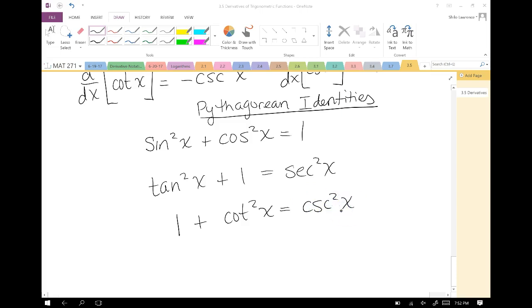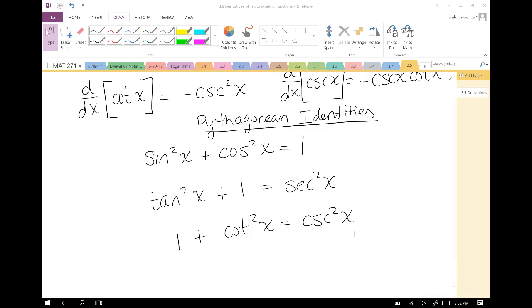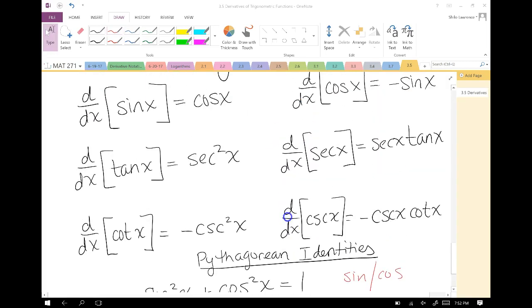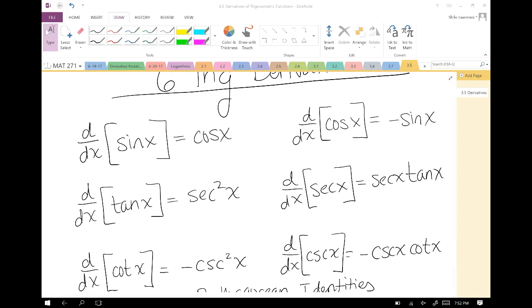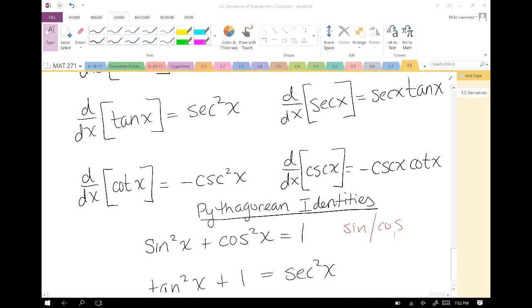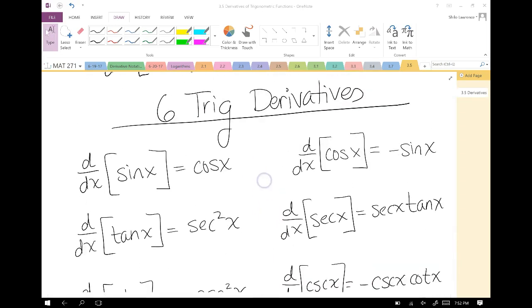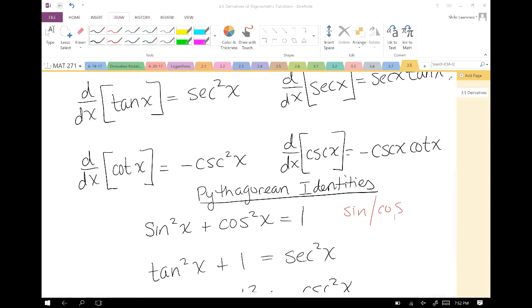So there's actually 3 Pythagorean identities. They're all based on the first one, but technically all 6 of your trig functions belong to a Pythagorean identity. So our first one involves sine and cosine. And if you look back up at our derivatives, the derivative for sine is cosine, the derivative for cosine is sine. Those 2 derivatives are always going to go back and forth between each other. So if you remember that sine and cosine go together in a Pythagorean identity, then you can remember that the derivatives for sine and cosine always go back and forth between each other because they are together in a Pythagorean identity.